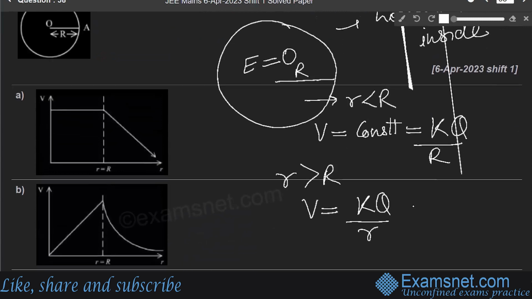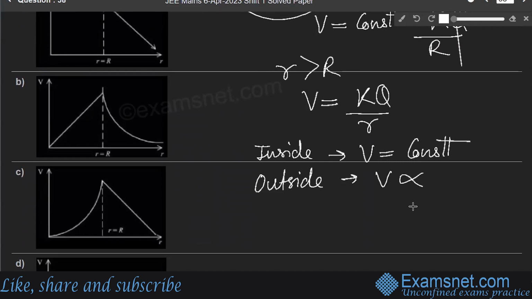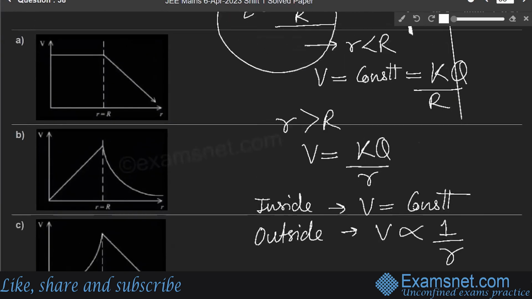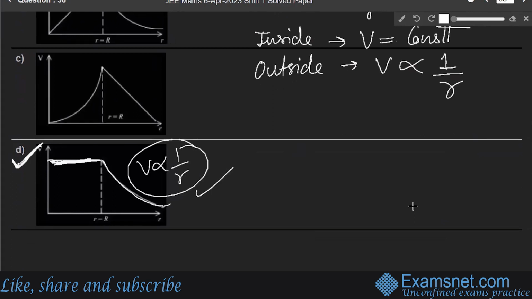So inside this spherical shell, the potential V remains constant. But outside the spherical shell, the potential V varies inversely. It is inversely proportional to r. So for this, the correct graph will be option number D. This is constant inside the spherical shell, and this is decreasing as inversely proportional to 1 over r.